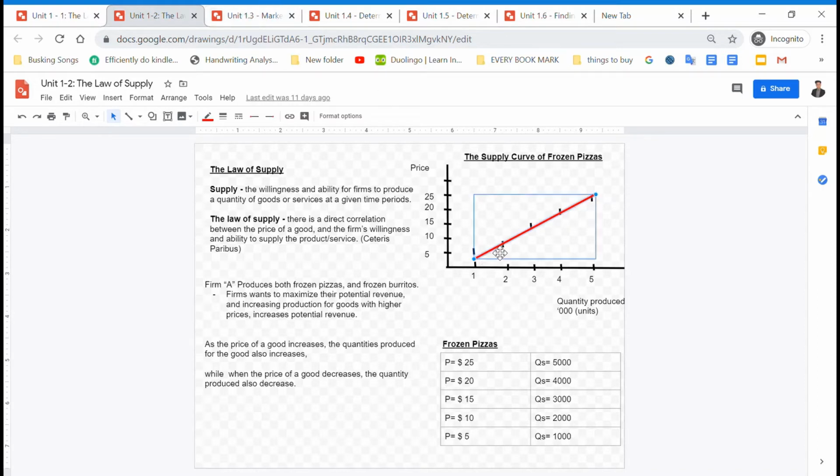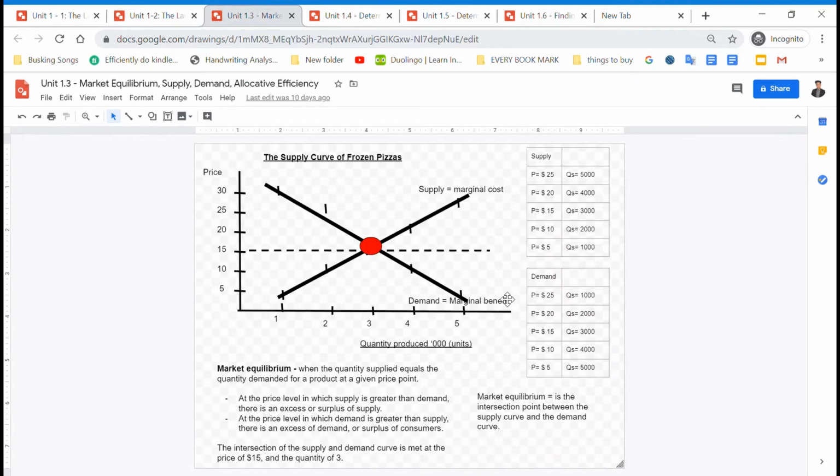While producing fewer goods, for example at this area right here, when prices are lower, firms are able to minimize their losses and perhaps allocate their resources to more efficient sectors of the economy. Okay, so market equilibrium.